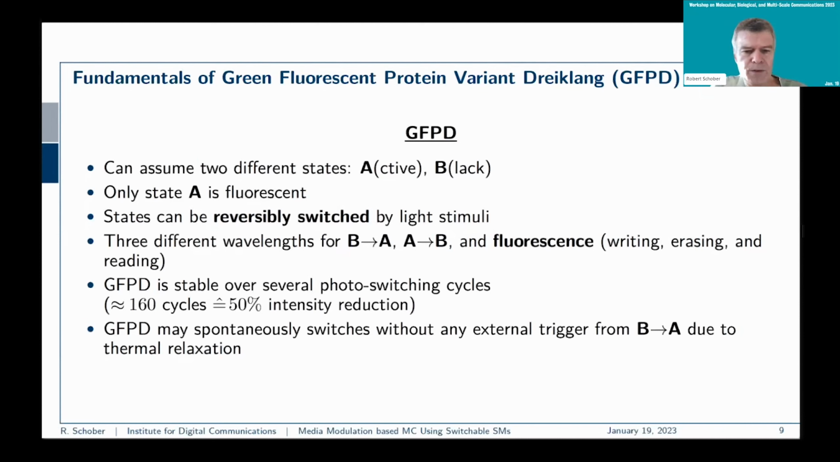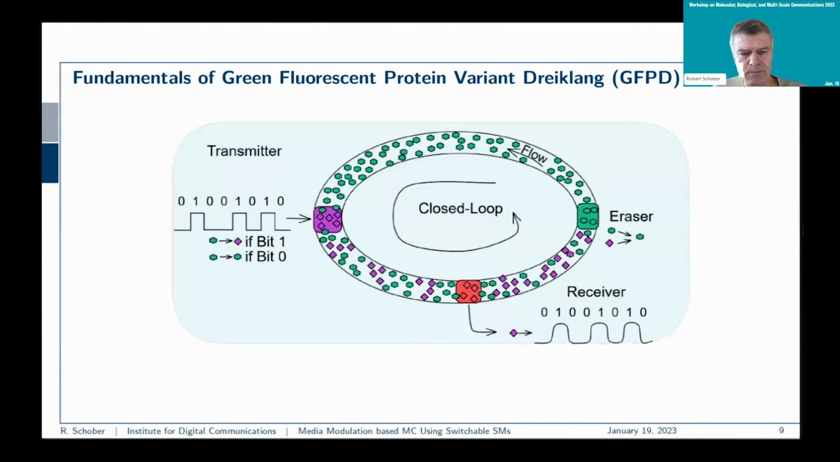They're stable, switchable over many such cycles. If you apply about 160 cycles, you still get a certain reduction in the intensity of the fluorescence, but with 50% reduction, you can still do reliable measurements. Another property they have that's less desirable is that they also spontaneously switch. Even without an induced switching, if they're in the channel, they may still switch spontaneously from state B to state A, from the non-fluorescent to the fluorescent state, due to thermal relaxation.